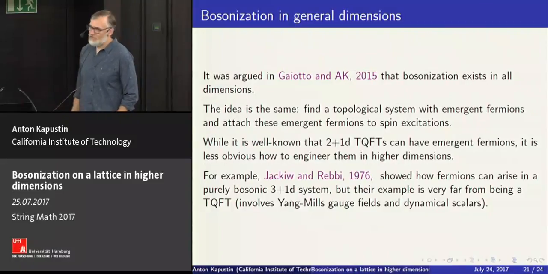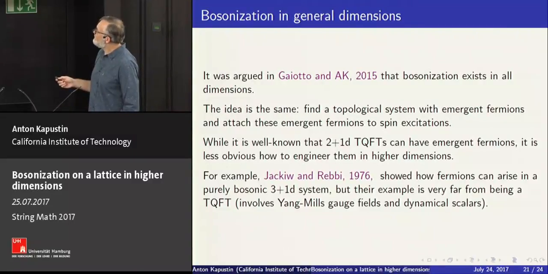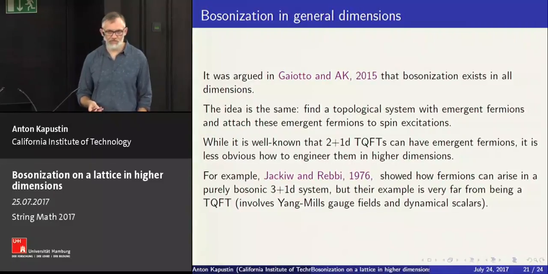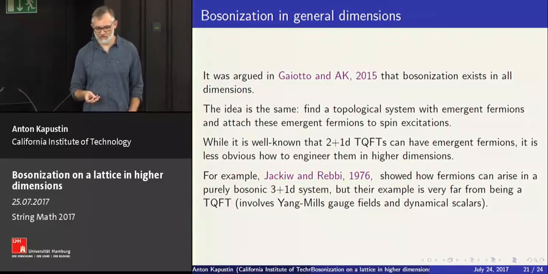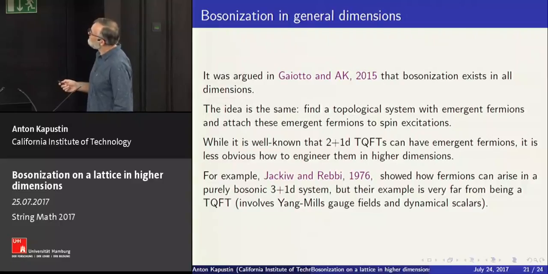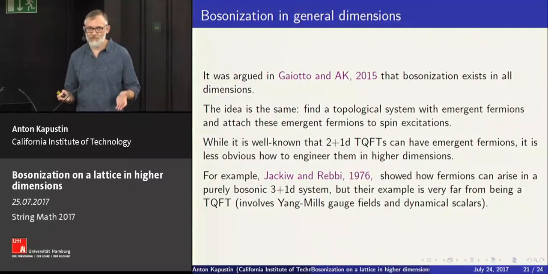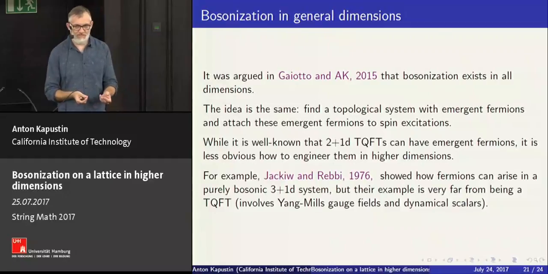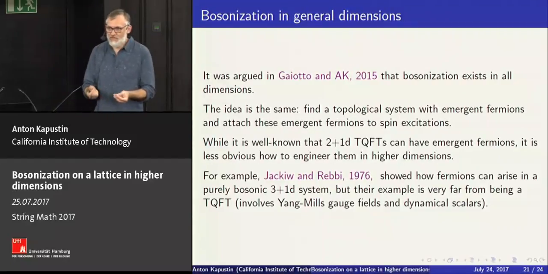Let me just explain why one should expect it to exist in arbitrary dimensions. It was actually argued in my paper with David Gaiotto, but I'm going to explain it a bit differently. There, the argument was based on something called generalized global symmetries, or higher-form global symmetries. But here I'm going to explain it using perhaps more familiar language, that of emergent fermions. The idea, to get a system which is fermionic, is to start with a spin system, which doesn't have any fermions, and then engineer some topological system which has emergent fermions, and then attach to every excitation of the spin system an emergent fermion. Then the composite is going to behave like actual physical fermions.